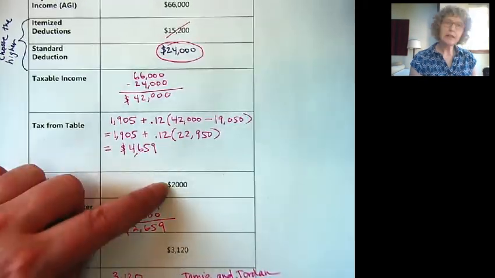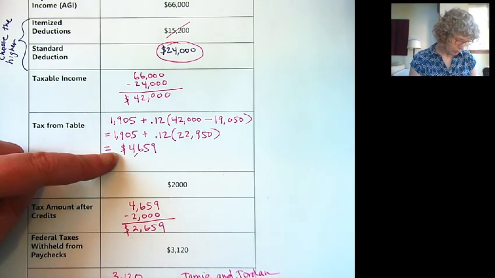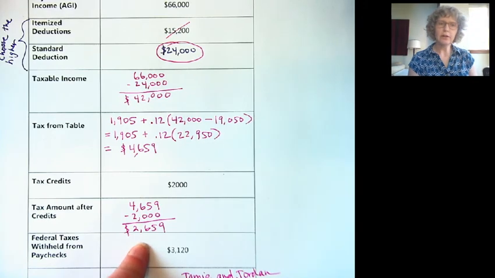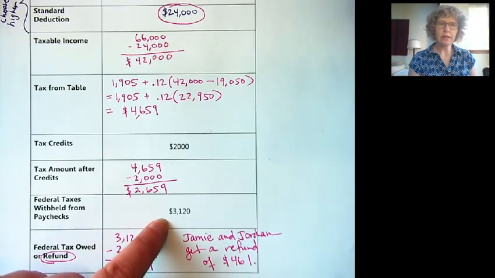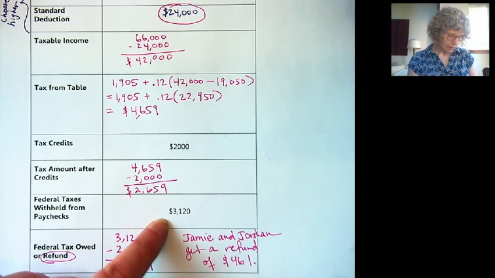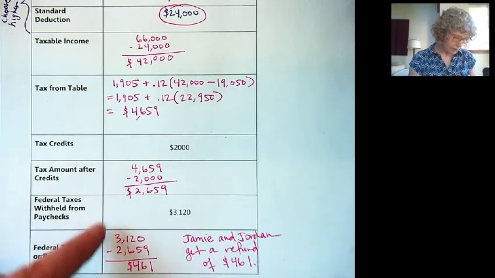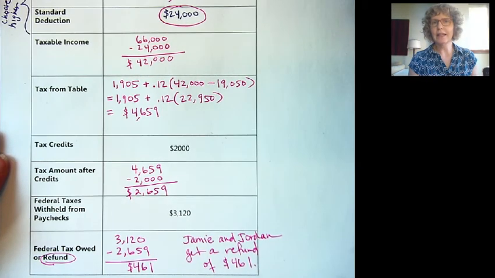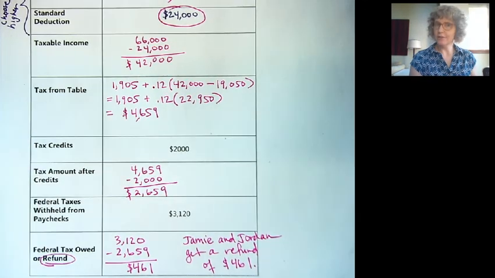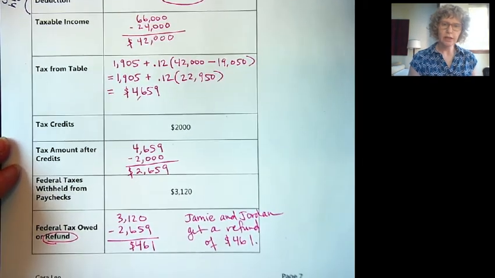Then if there are any tax credits, we subtract that from the tax they owe, or the tax from table, to get the total amount of taxes due. Then we compare with the withholdings to see which one's higher. In this case, more was withheld than they actually owed, so they got a refund. If it was the other way around, then we'd still subtract, and then that would be the amount that they still have to pay.